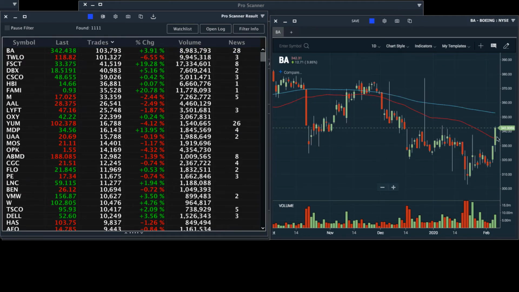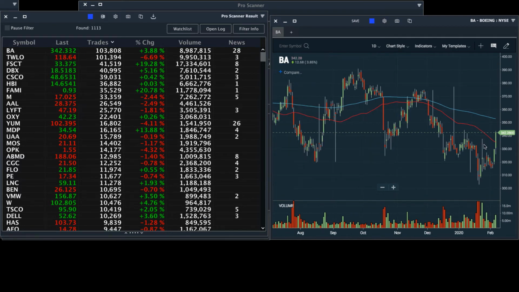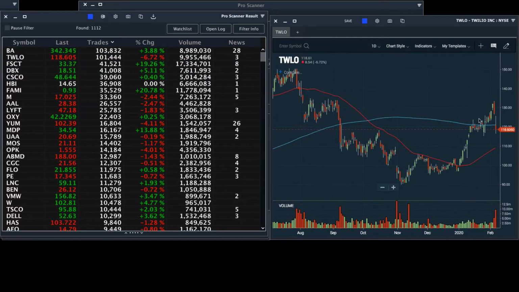So we can see that Boeing is making a move above its 50-day, which is represented by the red line, and it's approaching that 200-day moving average. This is the first time the stock has been over that 50-day moving average all year, so it may get interesting soon.